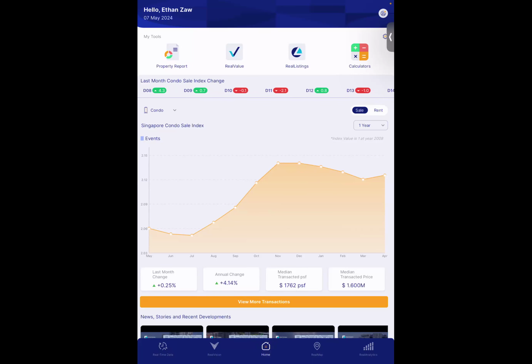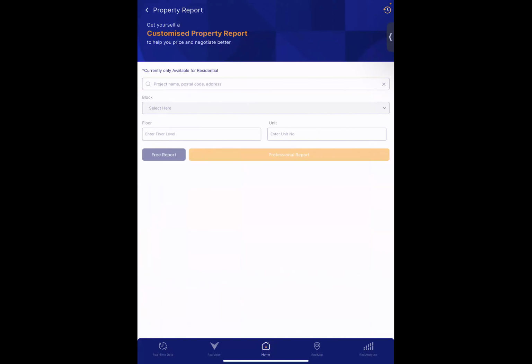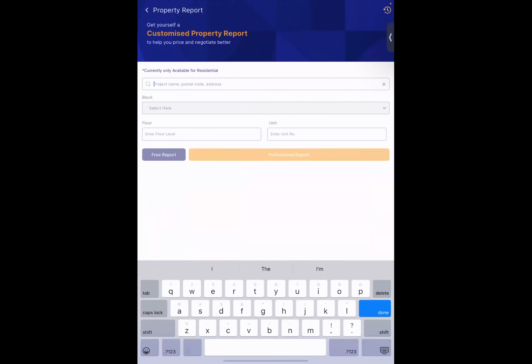So from the main page, the first function is property report. You click in, you type in the address, you type in the unit number, and you type in your client's name, you can generate the report. I will show you how the report looks like. I think you are very used to property reports already, so I will still have more things to share with you. So this one I will go through quite fast.